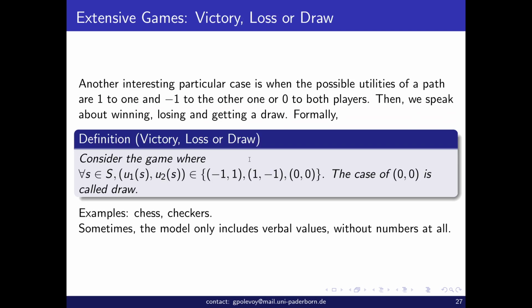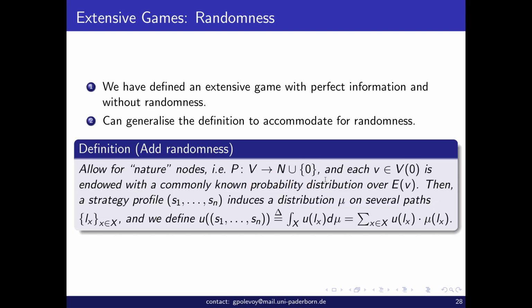And for that we have another particular case. Another interesting particular case is either the utilities are -1, 1, 1, -1, or 0, 0. So we will have someone who wins and someone who loses, or we have a draw. An example can be chess, checkers, and many other games. One football match when it's not a championship, and we just allow for draws. Now, sometimes the model will immediately speak about just someone wins or someone loses without even giving numbers. Then we can just provide numbers if we want, by the way.